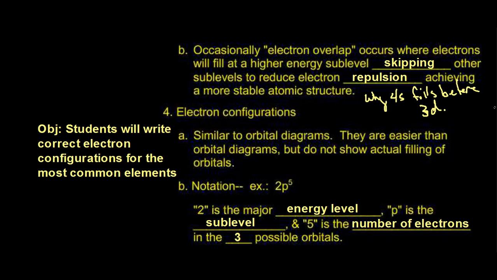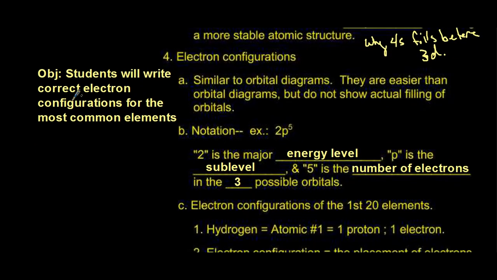Okay, which brings us to our electron configurations. In our objective, students will write correct configurations for the most common elements. Here's our notation. It's similar to orbital diagrams, but these are easier, and you don't actually have to draw out all of the arrows. Our notation is this. 2 is the major energy sublevel. This is the same as the rho. Here, let's move this.